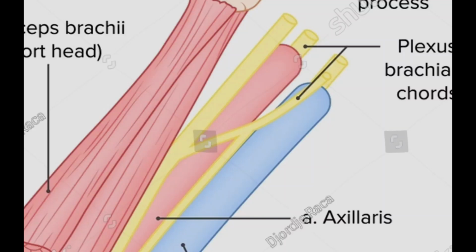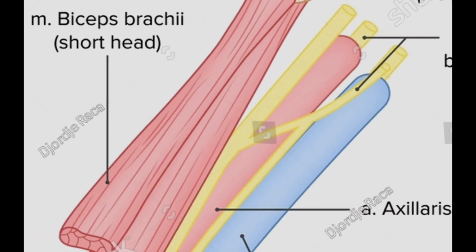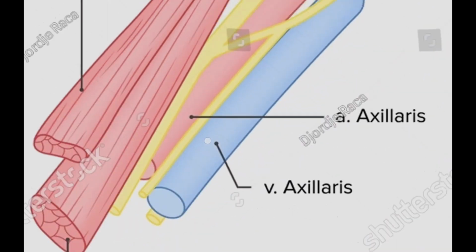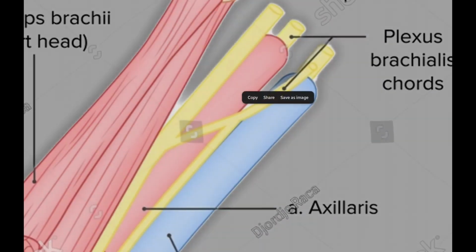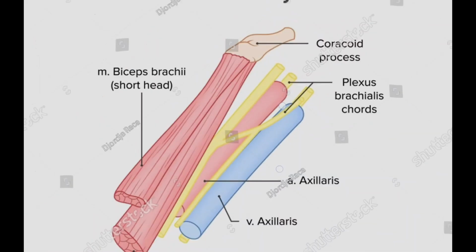Move your van. Easy to remember. Move your van. So move is muscles: you have biceps brachii and coracobrachialis. Then for van, you have a vein, axillary artery, and the brachial plexus.